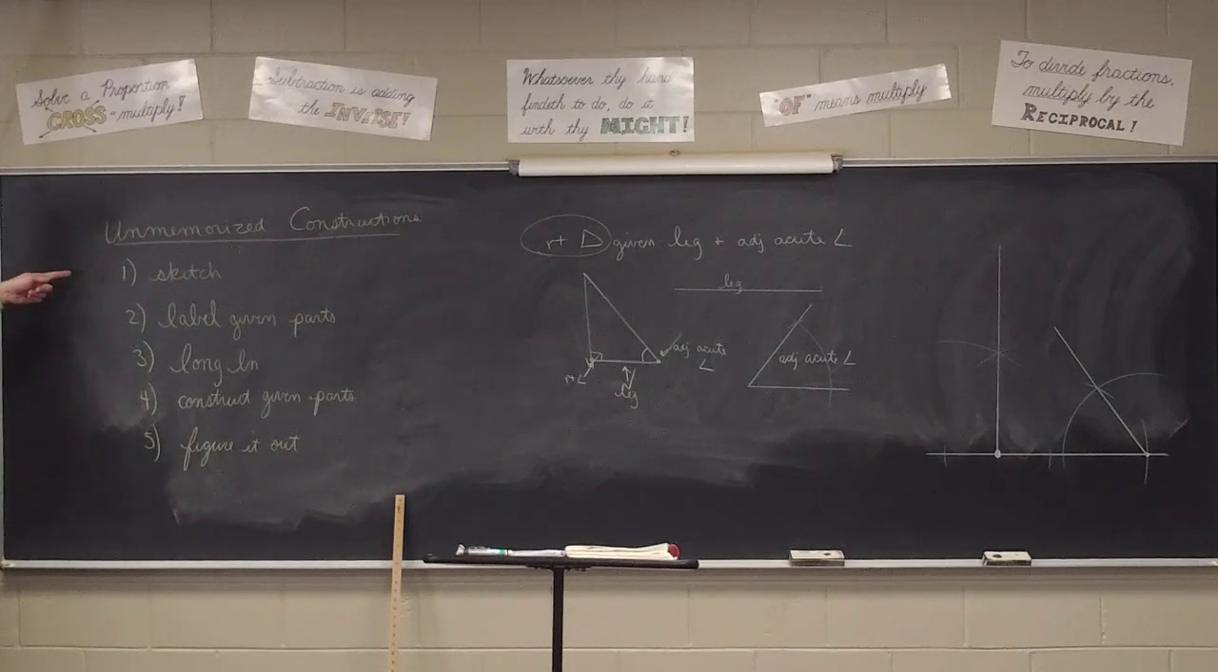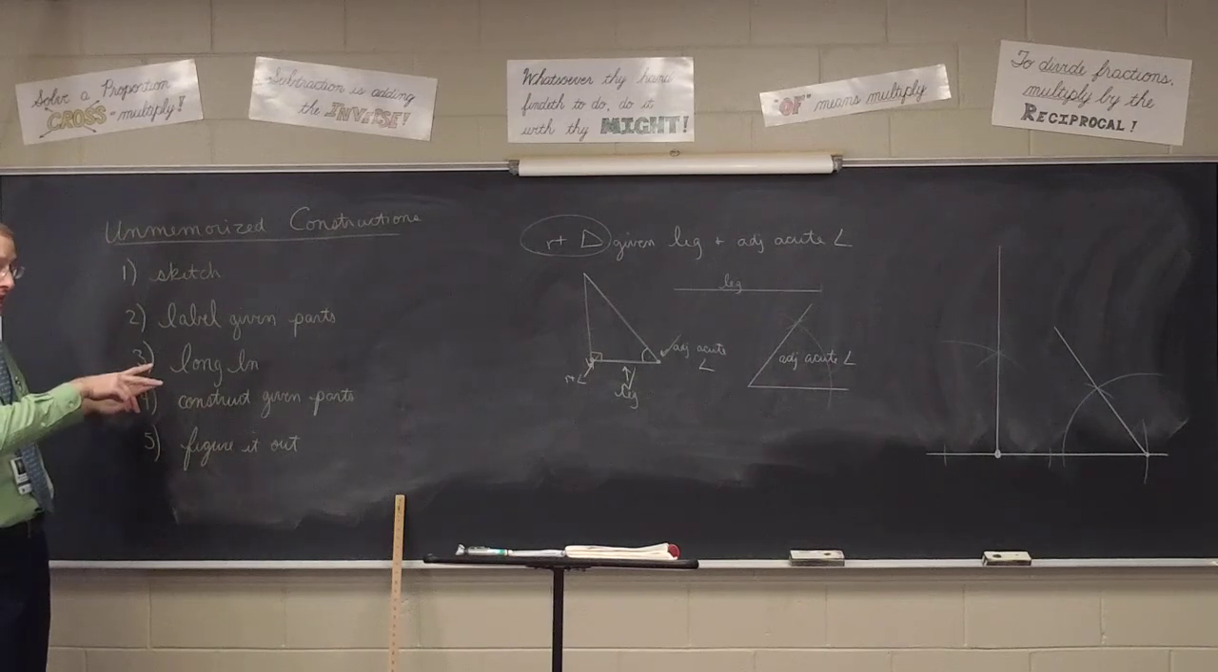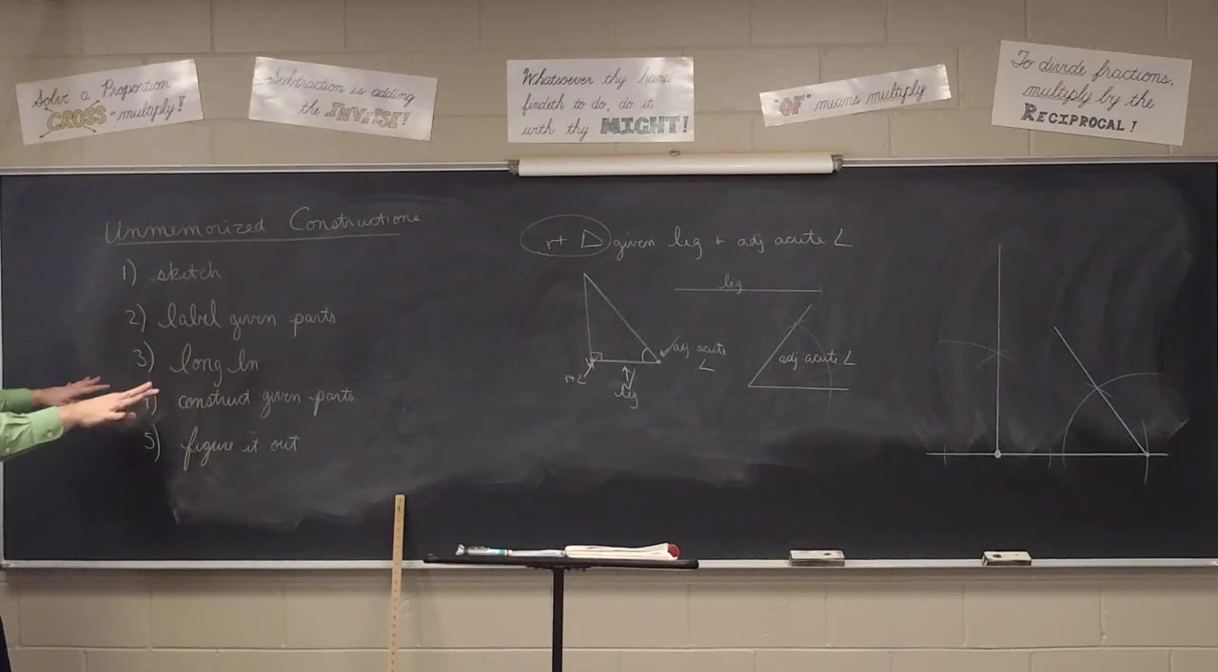So I drew a sketch, I labeled all the given parts, I drew a long line, and I constructed all the given parts. I made a perpendicular or right angle, I copied off the leg, I copied off the adjacent acute angle. Now number 5, I got to figure it out. How do I finish this thing and turn it into a right triangle? Because it ain't a right triangle yet.